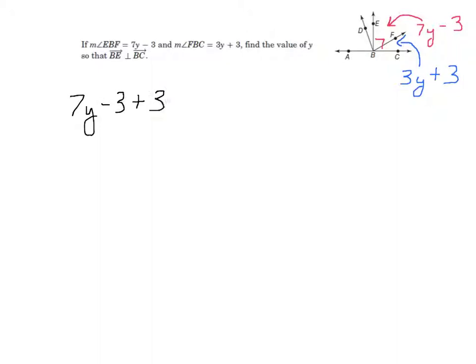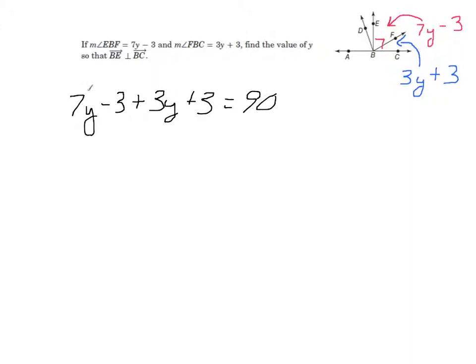EBF is this angle right in here, and that is 7y minus 3. And angle FBC is this angle right in here, and that is 3y plus 3. Okay, we can see that both of those angles, if I were to add them together, should equal 90 degrees. So that's the equation that I'm going to set up. 7y minus 3 plus 3y plus 3 should equal 90 degrees.